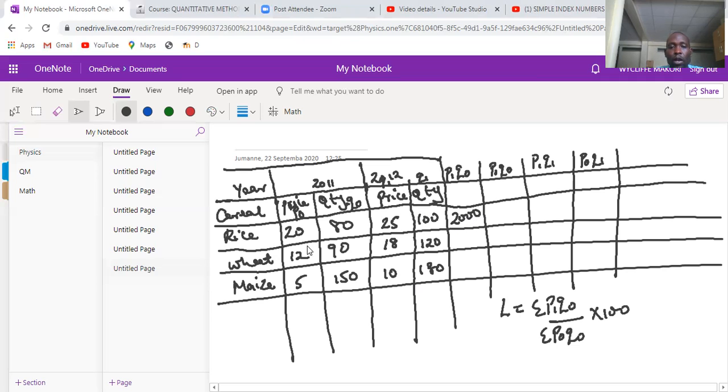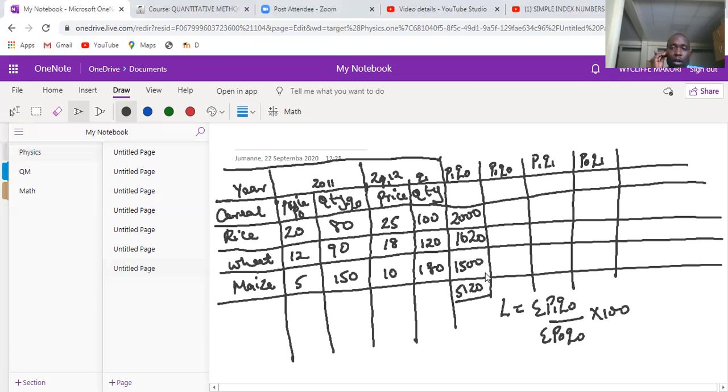So that is for rice, the P1 times the Q0. When we go to the wheat, the P1 is 18 times 90. You find it's going to give you 1620. And for maize, P1 is 10 times 150, which will give you 1500. So if you do the summation, if you add the column here, what we are going to have is going to be 5120.